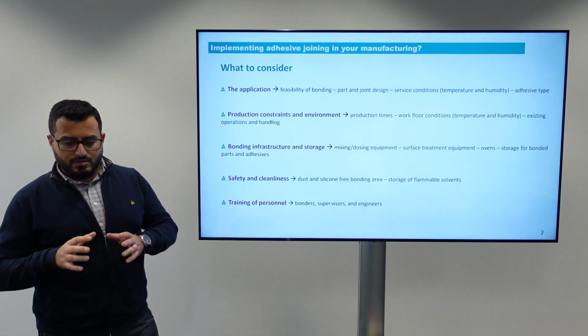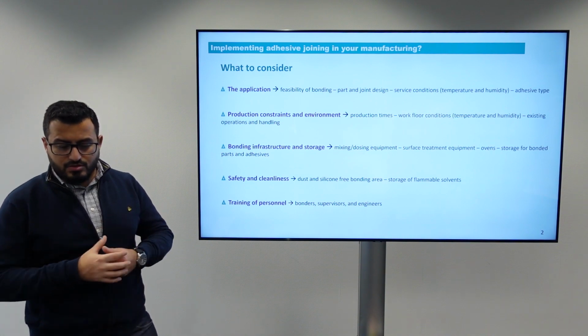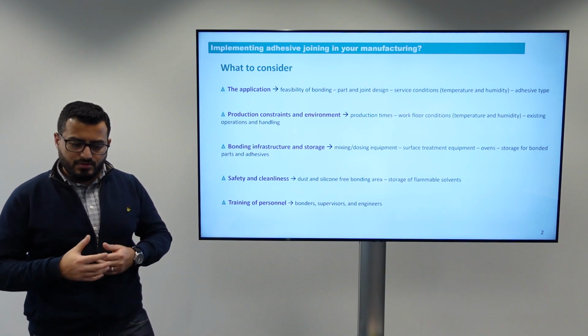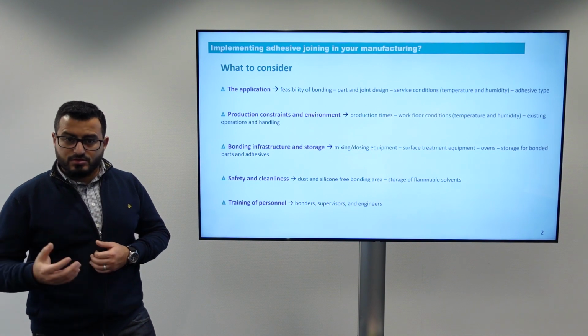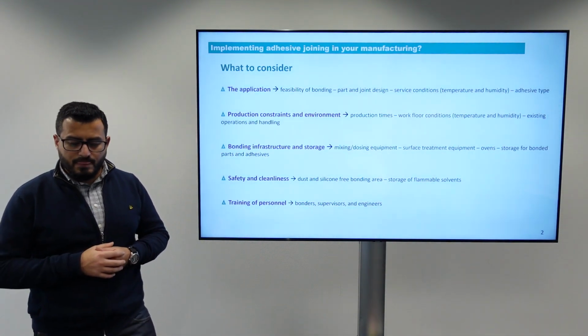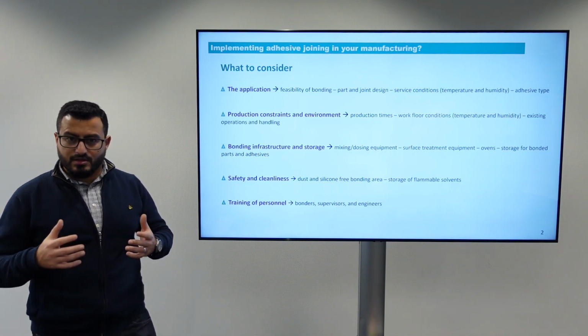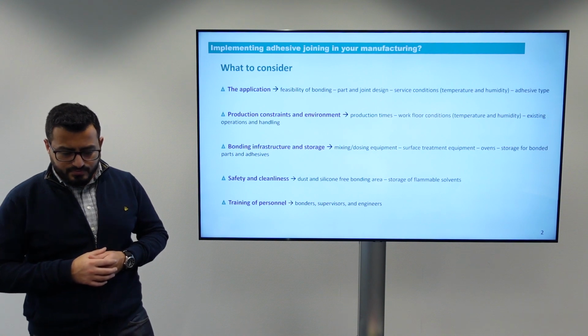Third aspect is the bonding infrastructure and storage. So of course you need mixing and dosing equipment, you need surface treatment equipment, you need ovens, of course, depending on which application or which adhesive that you are using. You also need proper storage for bonded parts and, of course, the adhesives.